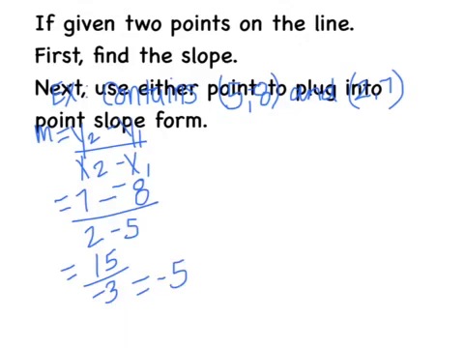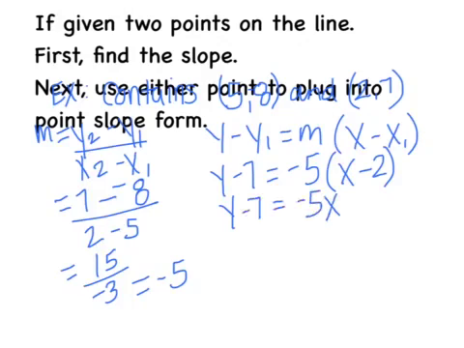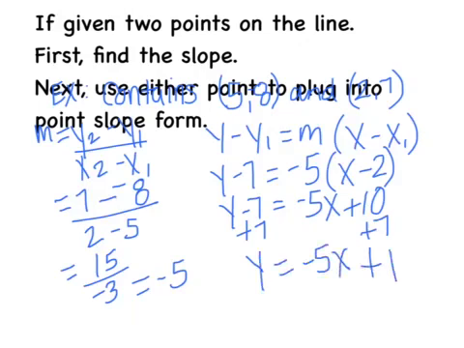Now I'm going to use point-slope form, which is y - y1 = m(x - x1). And like I said, you can use either point for x and y. So I'm going to use the one that has both positives, so y - 7 = -5(x - 2). If I simplify this, I have y - 7 = -5x. Distribute the -5 with a -2, so I have a +10. Add 7 to both sides. So my final equation is y = -5x + 17.